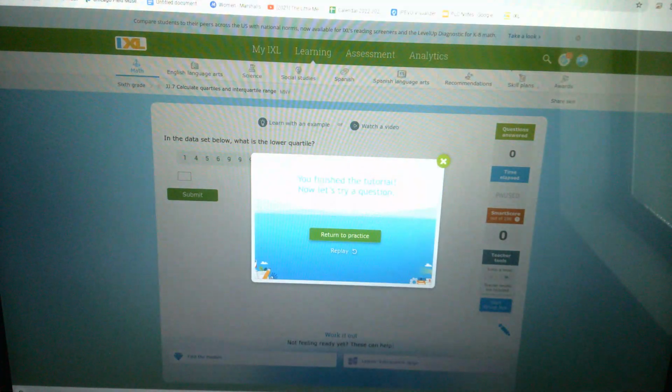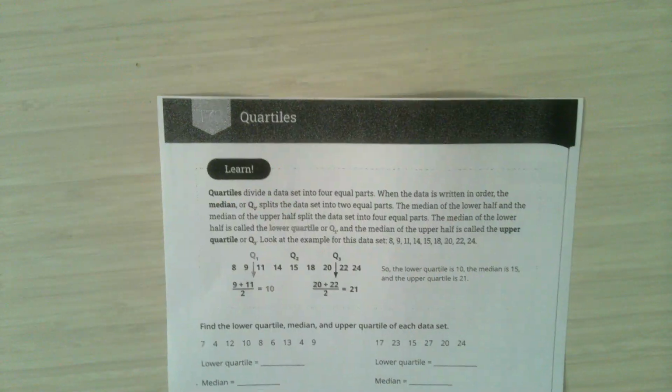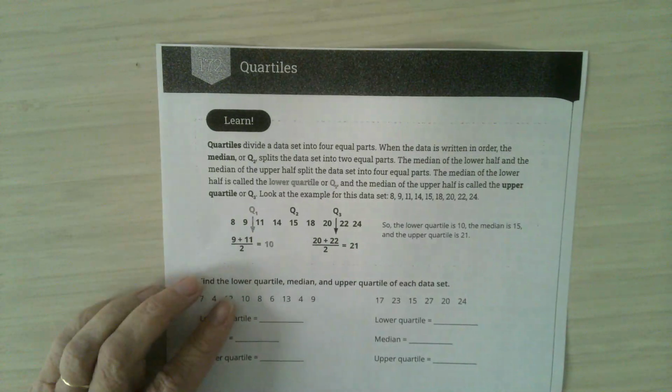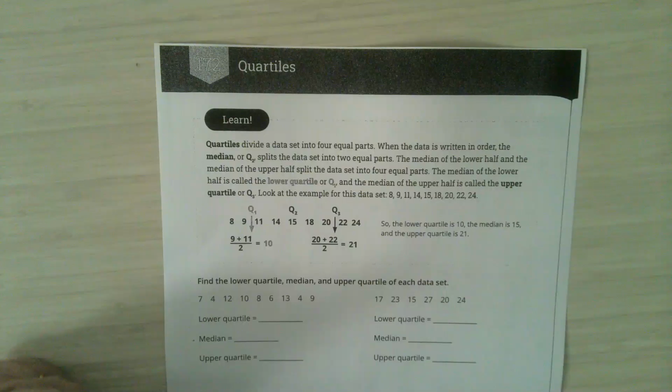All right, so now we're going to go to a worksheet. Now, everyone has this worksheet, and we're going to practice finding quartiles. And they are Q1, Q2, and Q3. And we all know that the first quartile we have to find is Q2.